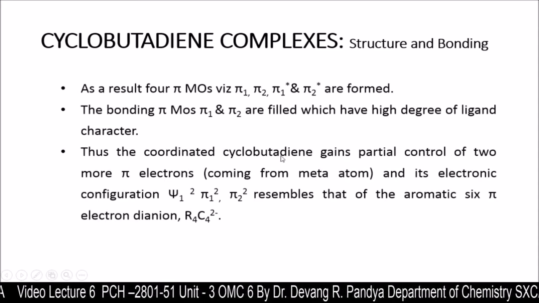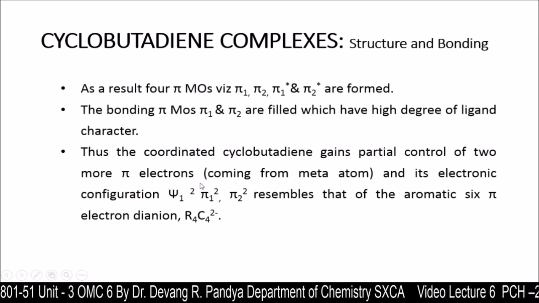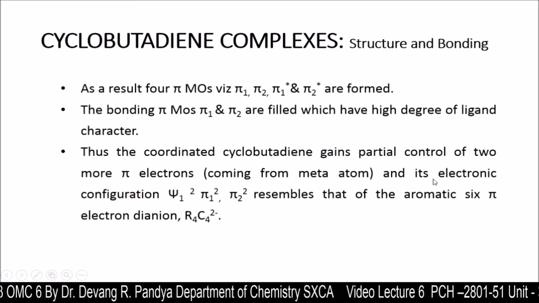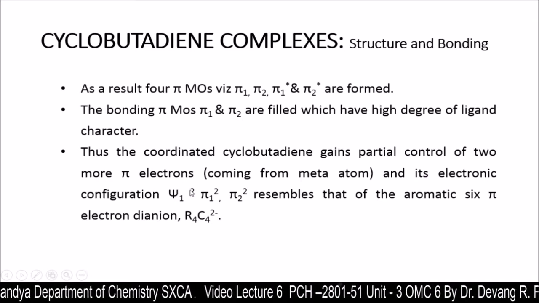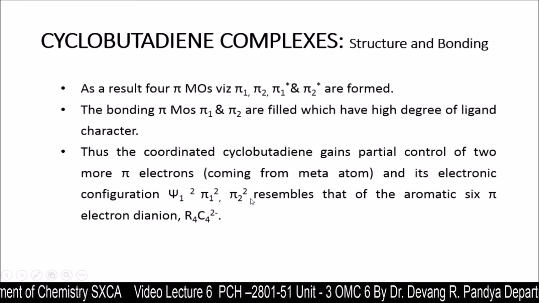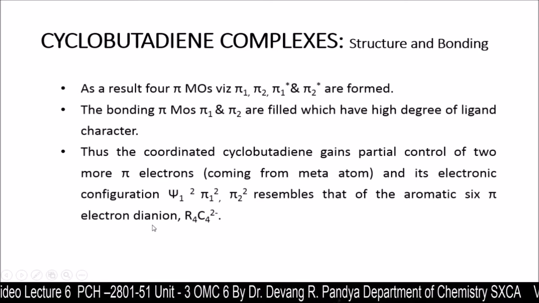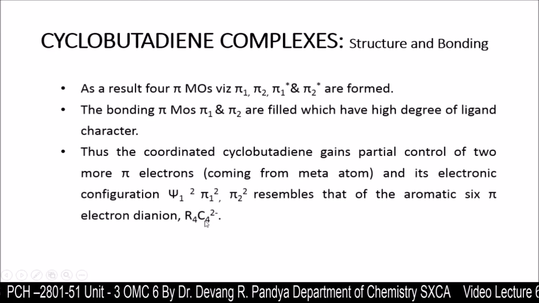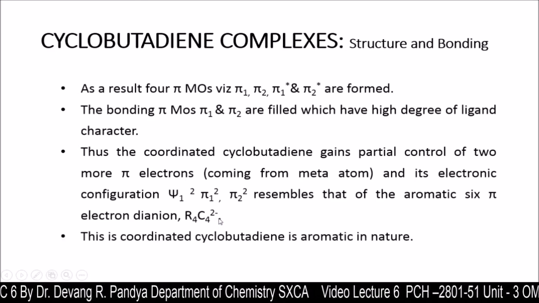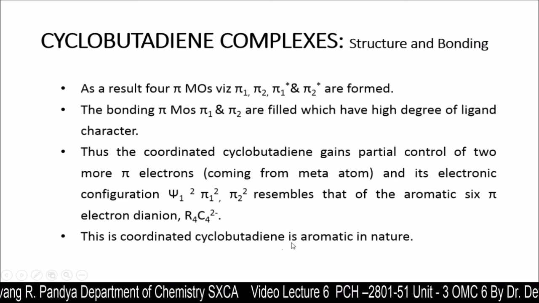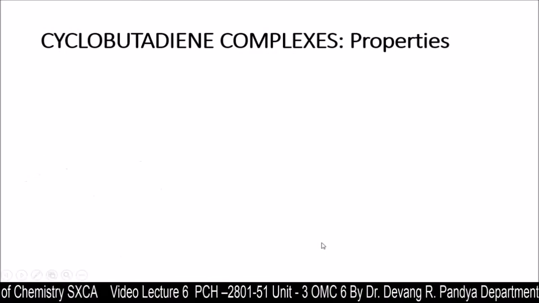Thus the coordinated cyclobutadiene gains partial control of two more pi electrons coming from the metal atom, and its electronic configuration would be psi1 2 pi1 2 pi2 2, which resembles that of the aromatic six pi electron dianion, R4C4 2-, and hence it shows aromatic character. This coordinated cyclobutadiene is now converted into aromatic nature, as I have already said.